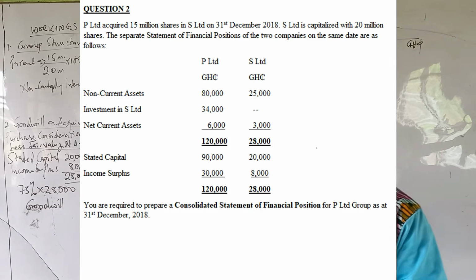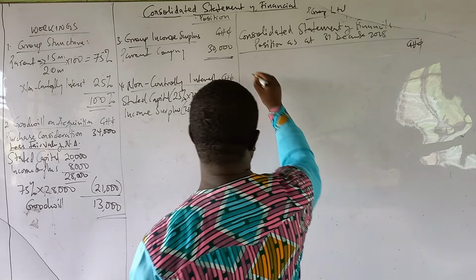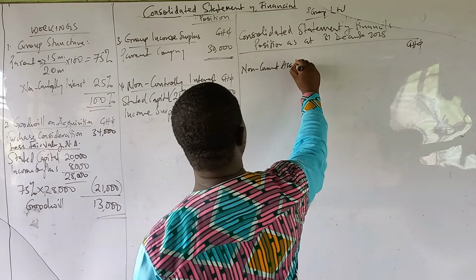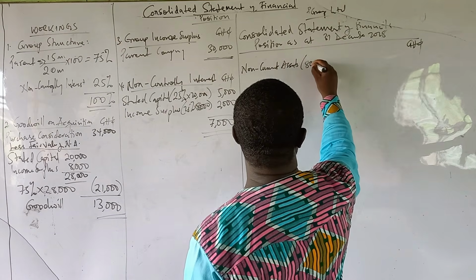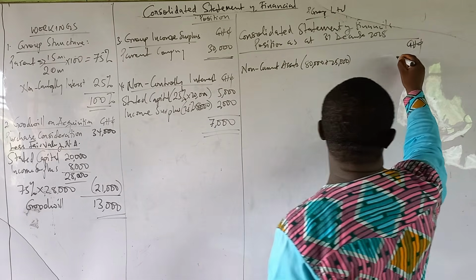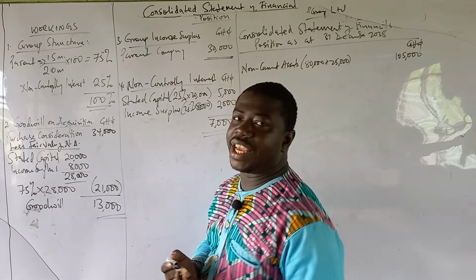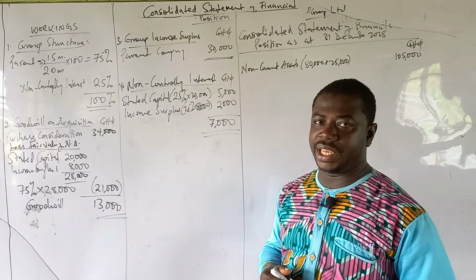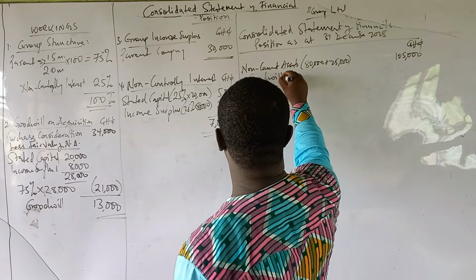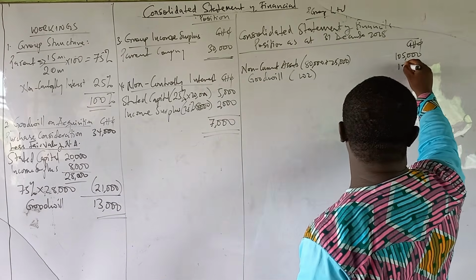So from the question, we can see that the non-current assets are 80,000 and 25,000. So we add that non-current assets, 80,000 plus 25,000. That gives us 105,000. Then we know that the investment in S Limited is not appearing again. So it is being replaced by Goodwill. And Goodwill is from working 2. Our Goodwill figure is now 13,000.